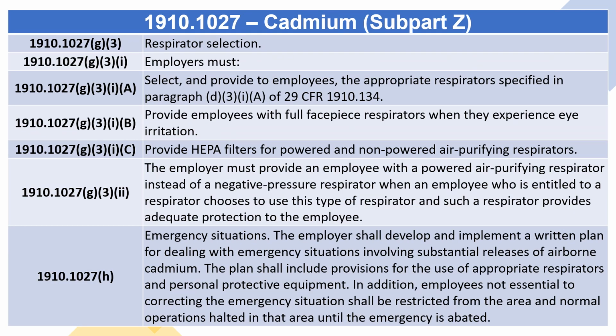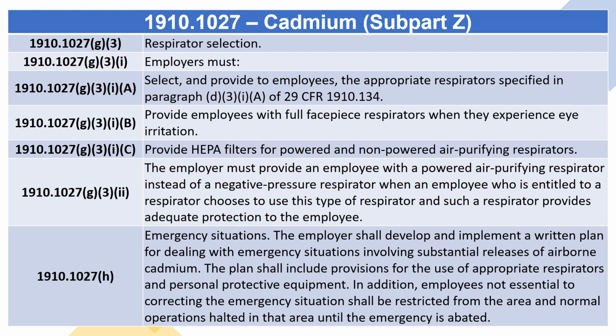1910.1027 G3. Respirator Selection. 1910.1027 G3 I. Employers must, 1910.1027 G3 I A through C. Select and provide to employees the appropriate respirators specified in paragraph D3 I A of 29 CFR 1910.134. Provide employees with full facepiece respirators when they experience eye irritation. Provide HEPA filters for powered and non-powered air purifying respirators.